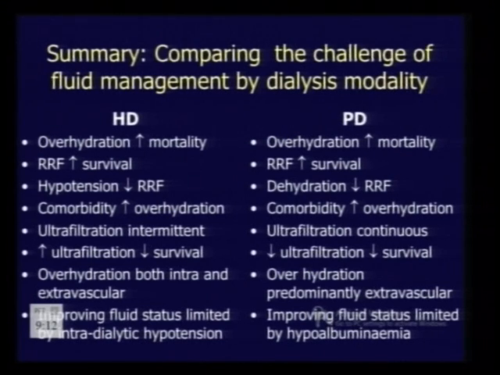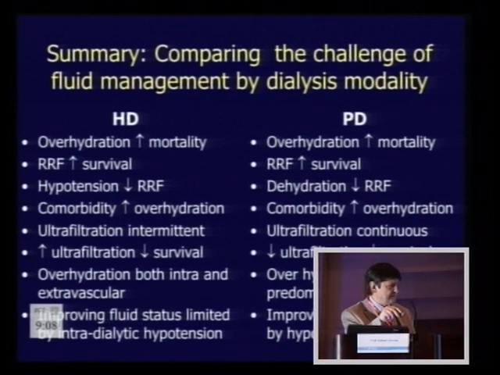Hypotension is associated with reduction in residual renal function in hemodialysis, dehydration in residual renal function, although you could argue these are two aspects of the same thing. Again, in both of the treatment modalities, comorbidity is associated with overhydration. In contrast, however, ultrafiltration, which is intermittent in the hemodialysis population, the higher the ultrafiltration rate, the less good the survival. Whereas in PD, where the ultrafiltration is continuous, actually it's the lower ultrafiltration that's associated with worse survival.